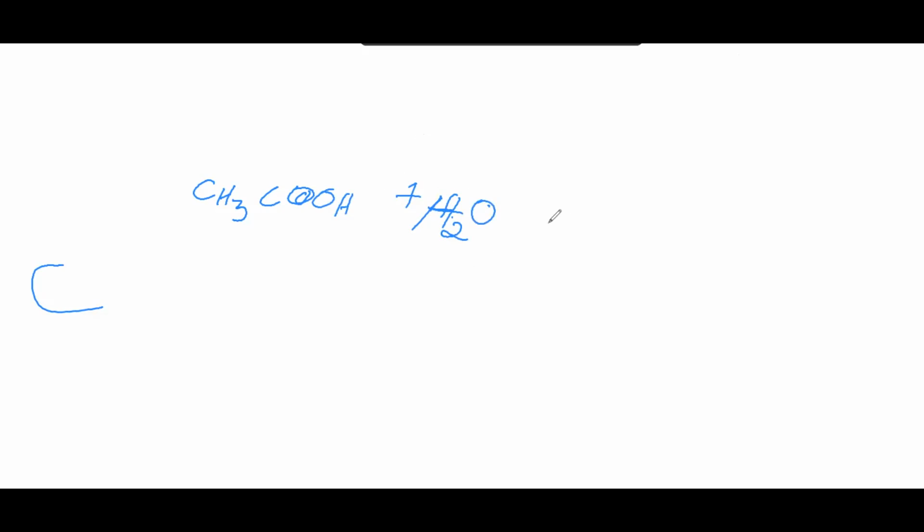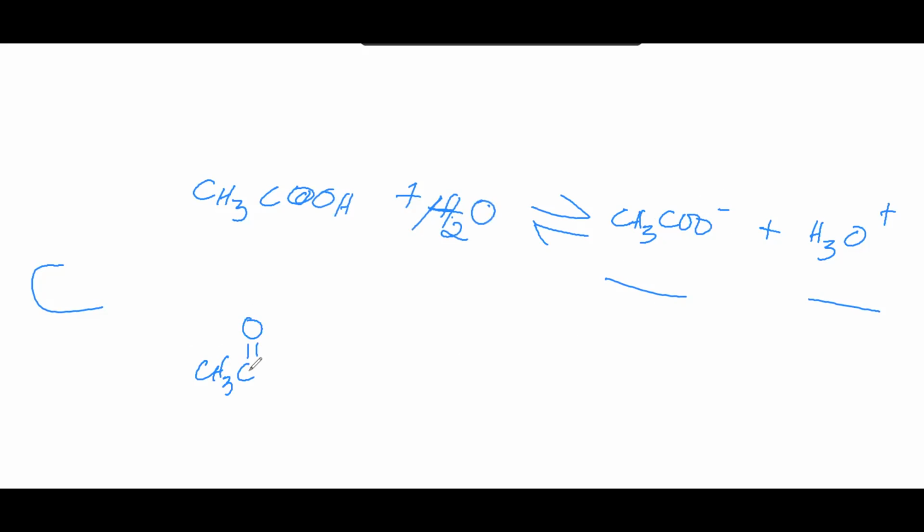Okay, you have your H2O. In water, it will dissociate to form your CH3COO minus plus H3O plus. The carboxylic acid will be dissociated to form hydronium ions and your carboxylate. This is just an acid-base reaction.